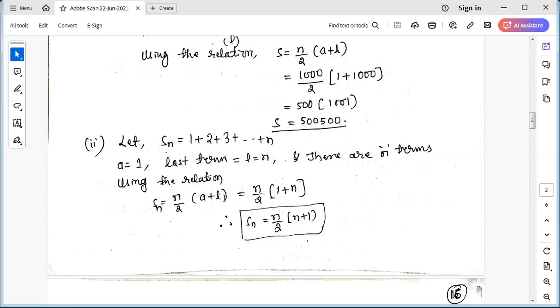Because n terms are there, it becomes n by 2 into (A plus L). A is 1 and L is n, so it becomes 1 plus n, or Sn is equal to n by 2 into (n plus 1). So this formula we should use when we are going to determine the sum of the first n positive integers. So the second problem is also solved.